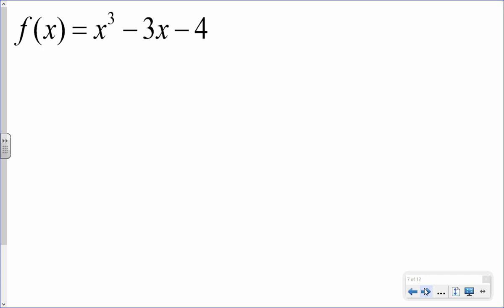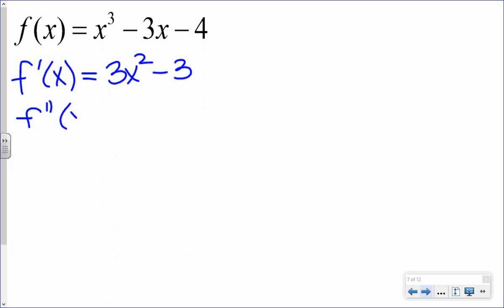Okay, so if I want to look at concavity, we need the second derivative. Well, before we can find this second derivative, we need the first derivative. Okay, everybody together, what is our derivative? Excellent. Our second derivative would be what? 6x. Beautiful.